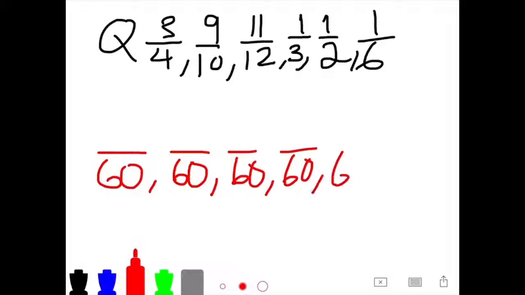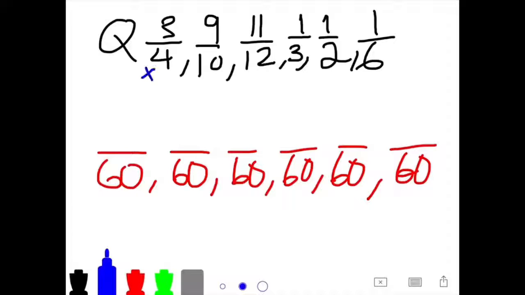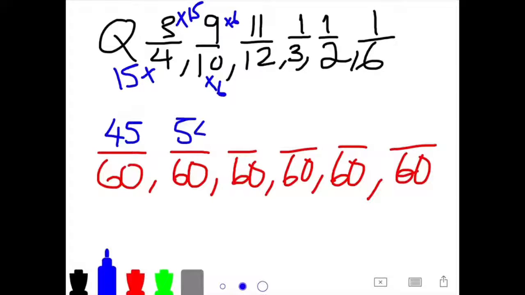60. If you know how to multiply fractions and add fractions, you would know: whatever you do to the bottom denominator, you do to the numerator. And that's how you get 60. So 15 times 4 equals 60. The same applies to the others.